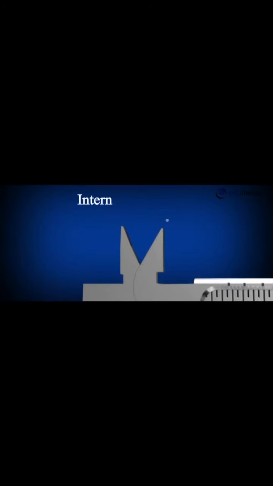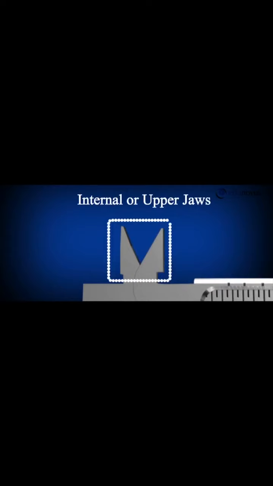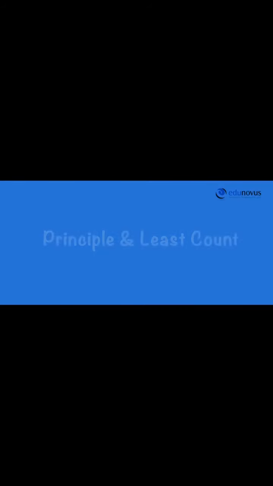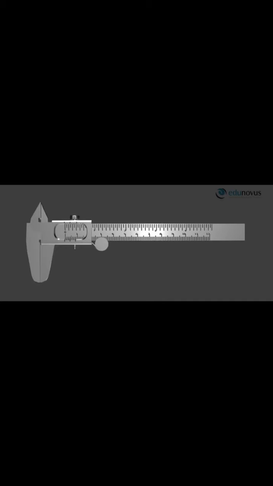These jaws are extended to the other side, called the upper or the internal jaws, which are generally used to measure the internal diameter of a hollow cylinder. There is also a metal strip attached at the back of the vernier calipers, which is used to measure the internal depth of a cylinder. This instrument works on a simple principle known as the vernier principle.